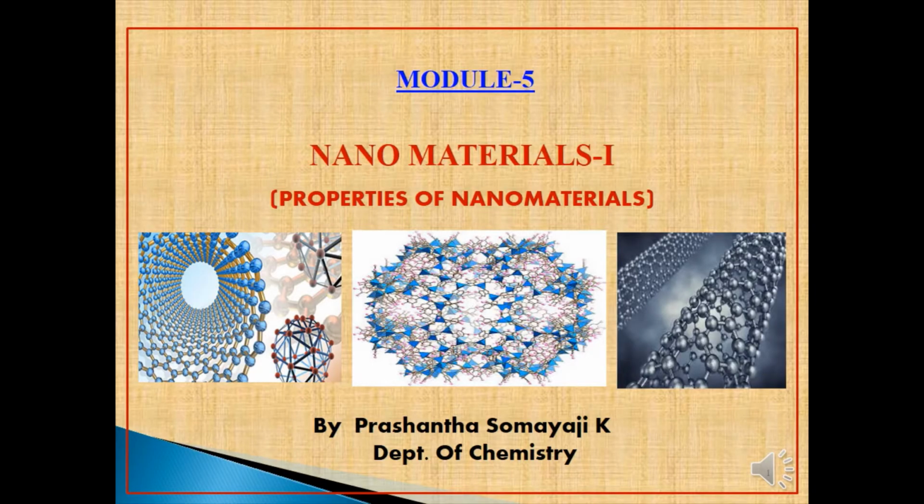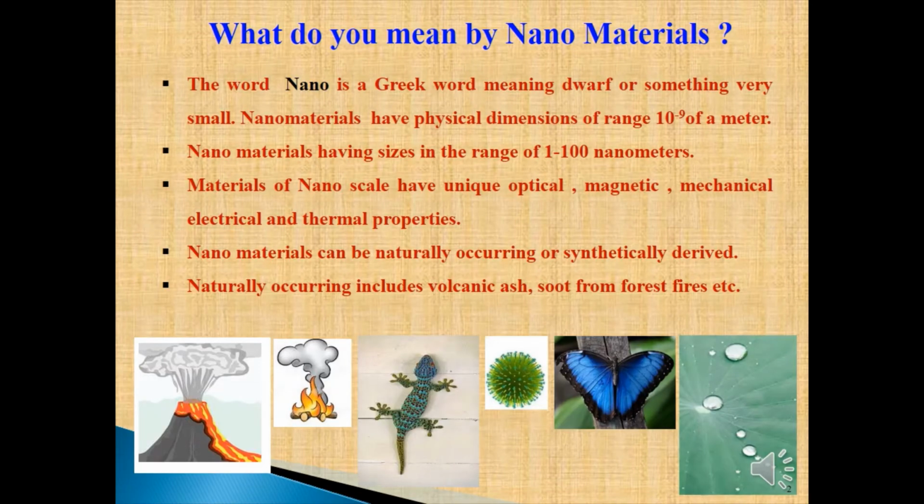Hello everyone, in this video lecture I will be discussing nanomaterials and properties of nanomaterials. What do you mean by nanomaterials? The word nano is a Greek word meaning dwarf or something very small. Nanomaterials have physical dimensions in the range of 10 to the power minus 9 of a meter. Nanomaterials have size in the range of 1 to 100 nanometers.